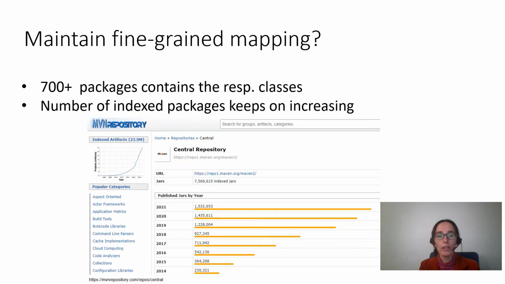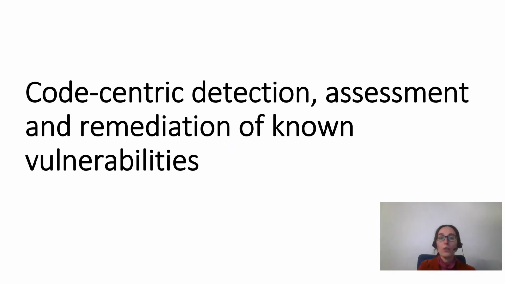What you have in the slide is the growth for Maven Central, and you can see that year by year the number of packages that are published keeps on increasing. And of course, there are new versions, but there are also completely new packages. So we believe that maintaining a mapping between packages and vulnerabilities does not scale. And to get away from this mapping problem, we devised our code-centric approach. So let's dig a bit into what we proposed.